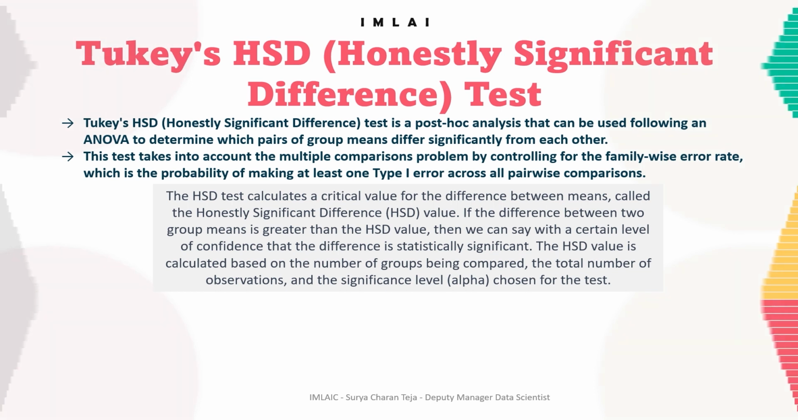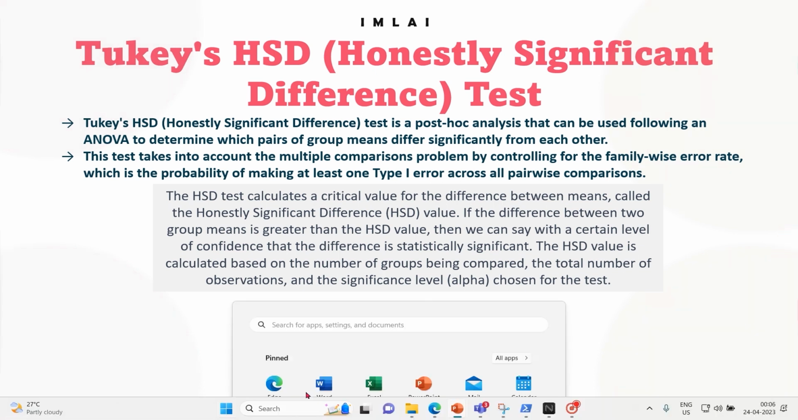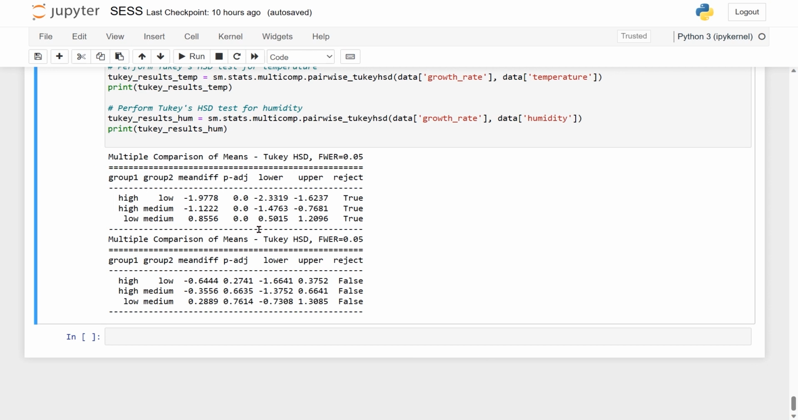Tukey's HSD test outputs all the pairwise comparisons along with their corresponding p-values adjusted for multiple comparisons using the Tukey-Kramer correction. So overall, Tukey's HSD test is a powerful tool for identifying significant differences between group means after performing an ANOVA, and it helps to avoid the problems associated with multiple pairwise comparisons without compromising the overall alpha level. So let's look into the example now.